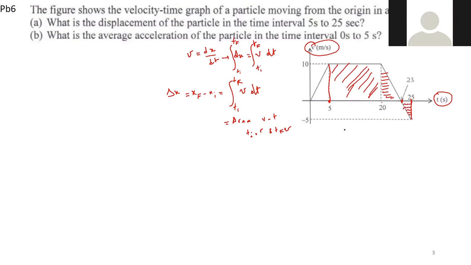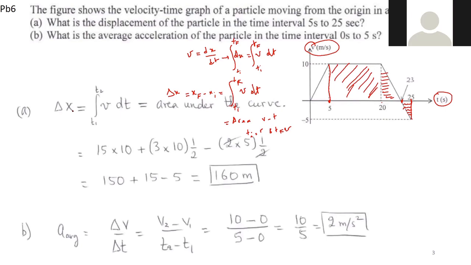Displacement is an area under the curve of a velocity-time graph, just because of the integral. So this is what I did here. Displacement is area under the curve, as you see. So what is this area here? Well, you know how to get the area of a rectangle: 15 multiplied by 10. Then the area of this triangle is half base multiplied by the height. And this other triangle, be careful, is negative. You do everything and you see that it's 160 meters.